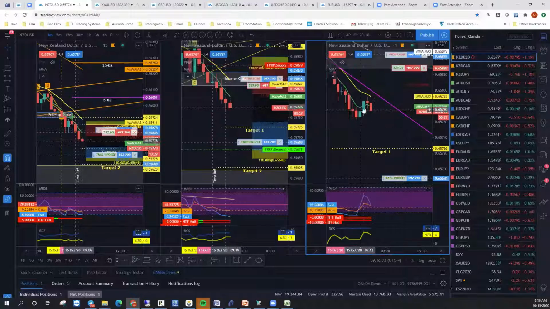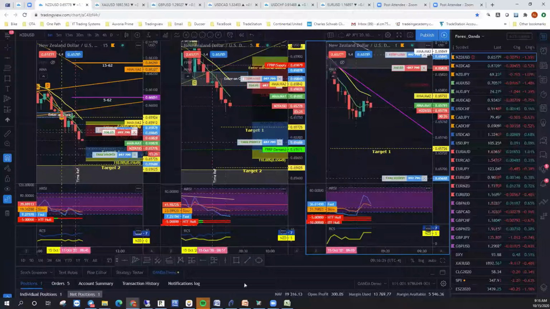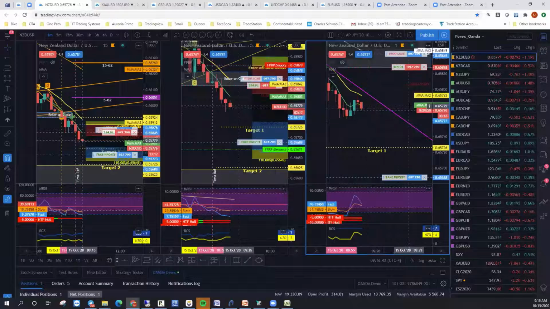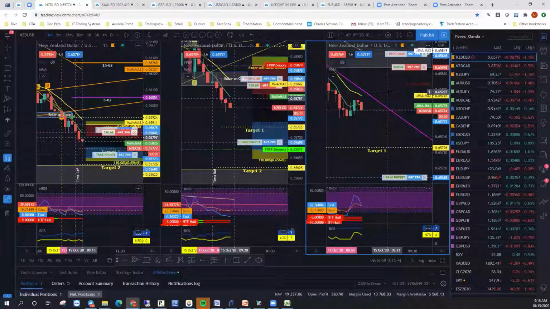You get the pullback, you get a close below this candle right here. You could maybe take another entry if you wanted to. Still not quite ready to give it up on the Swiss yet.